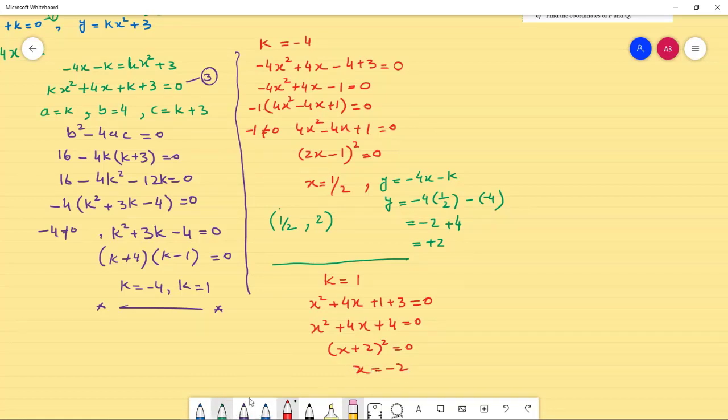So for the value of y, the second coordinate, we put this value into y is equal to -4x minus k. y is equal to -4x is -2 while k is -1. So this would become minus into minus plus, 4 2s are 8, minus 1 is 7. So the coordinate of the intersecting point is -2 and 7.